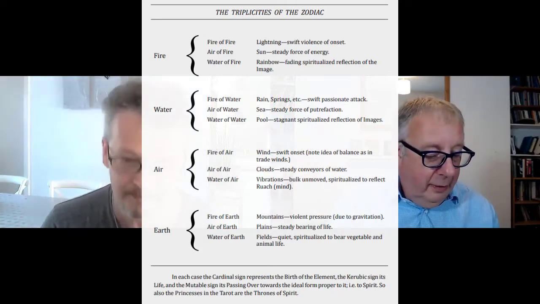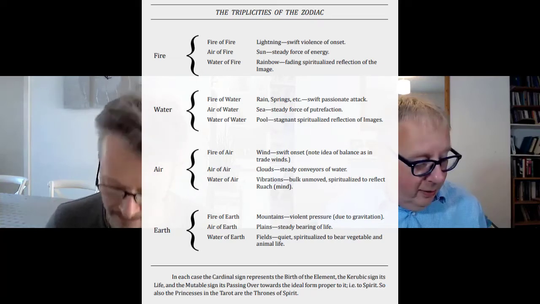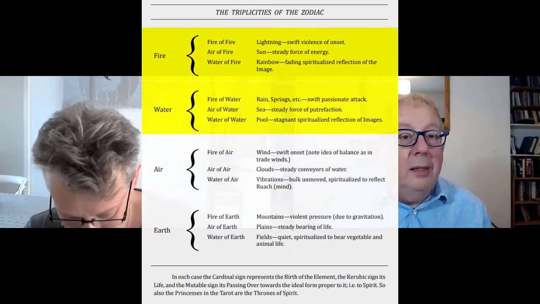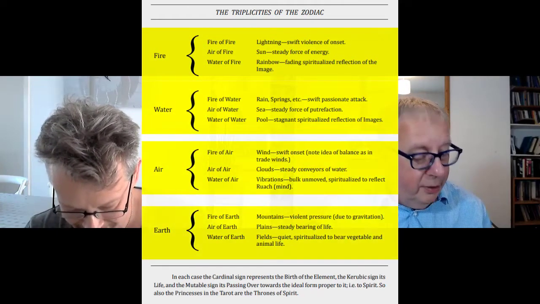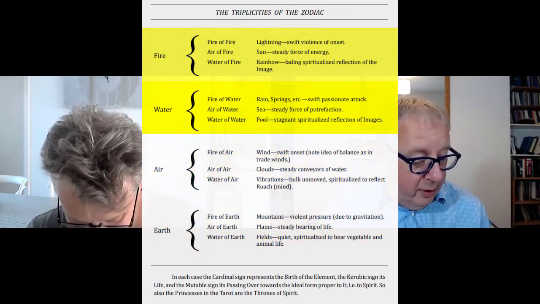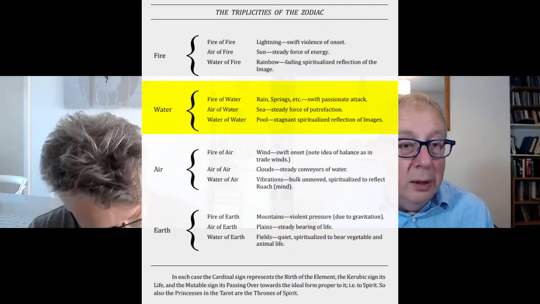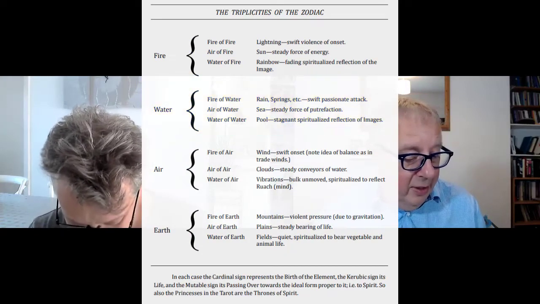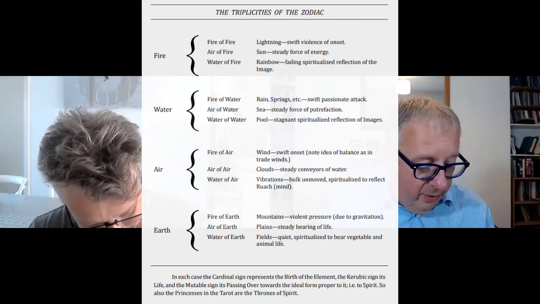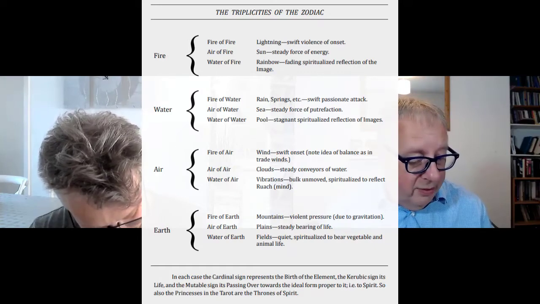And on the face of it, we've got quite a simple system here, haven't we? Because we have 4 sections: fire, water, air, and earth. And within each section, there are 3 more lines: fire of fire, air of fire, water of fire, fire of water, air of water, water of water, and so on. The qualities are given here: fire of fire is lightning, the swift violence of onset. Air of fire is the sun, steady force of energy, and water of fire is the rainbow.